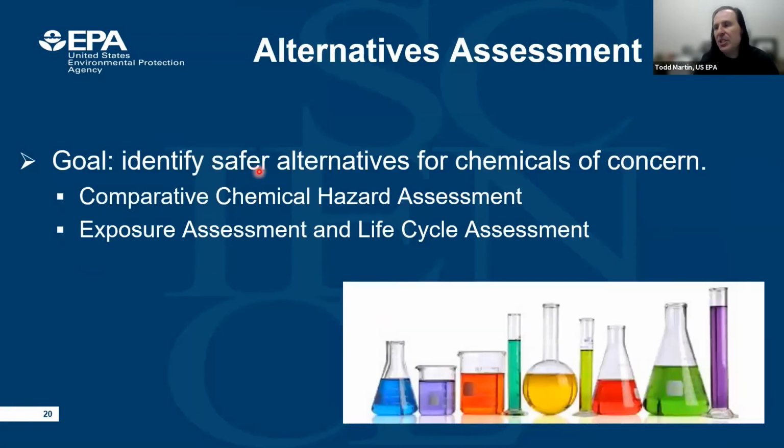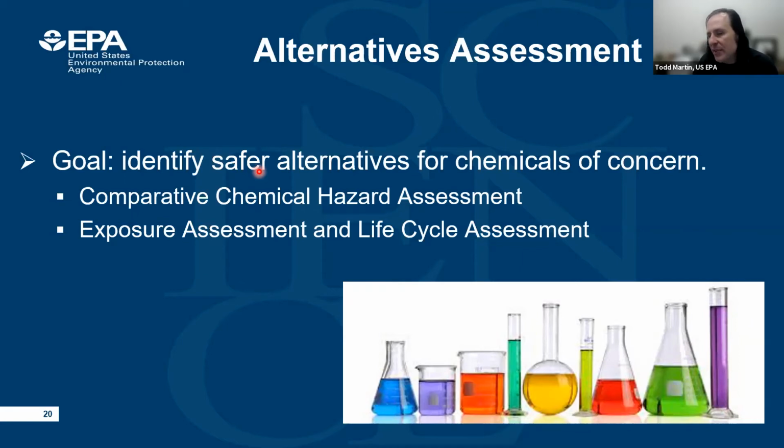Now I'd like to switch gears and talk about alternatives assessment. The goal of alternatives assessment is basically to identify safer alternatives for chemicals of concern. So if you have a chemical for a certain purpose, you'd like to know, what else can we use for this application that has less hazard?